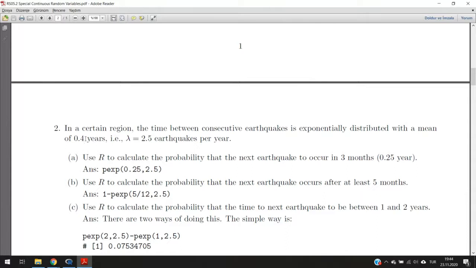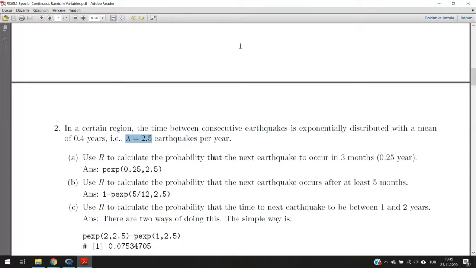Now, remember, this is not the rate parameter. This is the expected value of the exponential random variable. And the rate parameter is the multiplicative inverse of that value, which is 2.5 earthquakes per year. So on the average, if the time between consecutive earthquakes is 0.4, this also means that on the average, 2.5 earthquakes are observed per year. All right, so we have determined the rate parameter in this question.